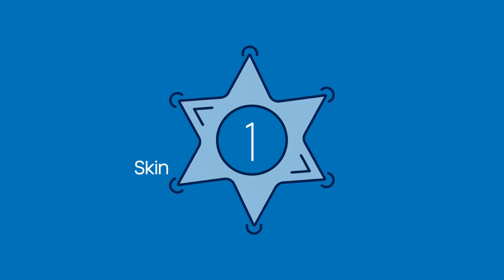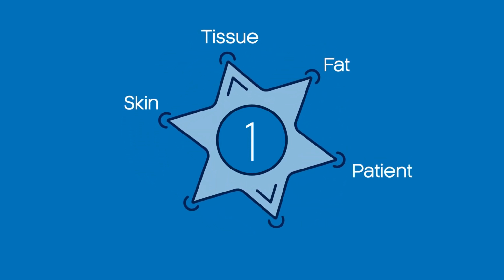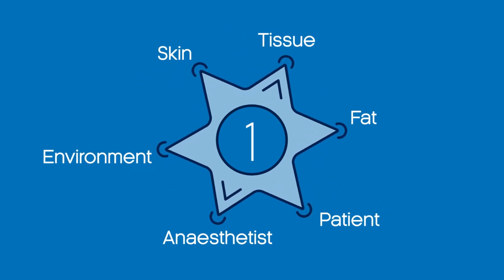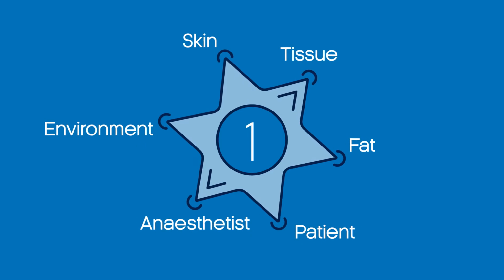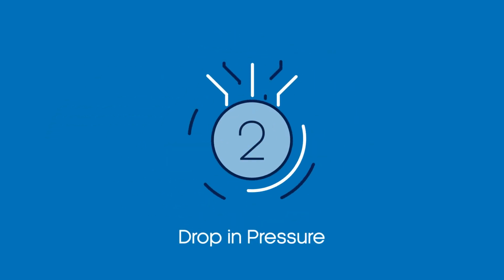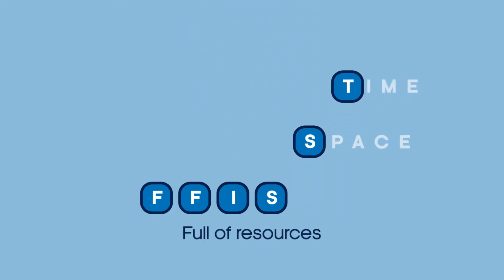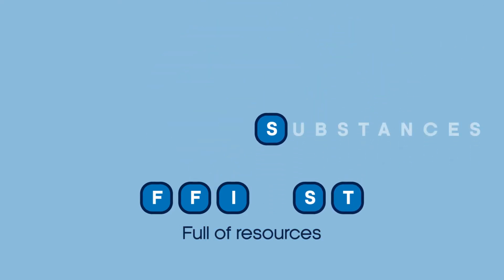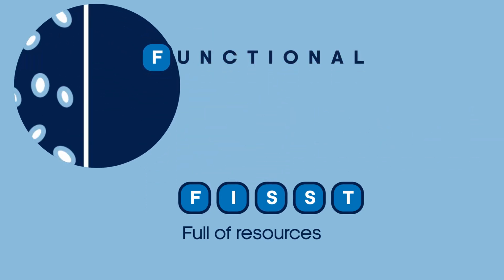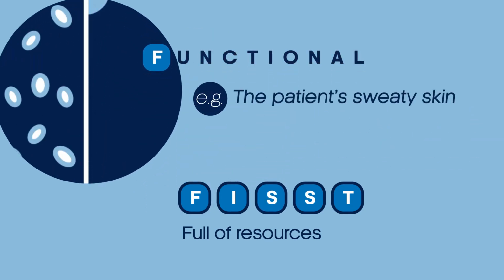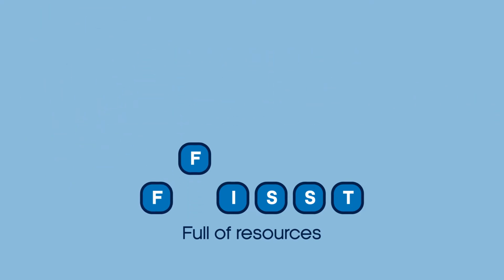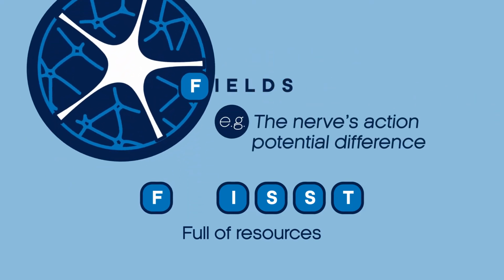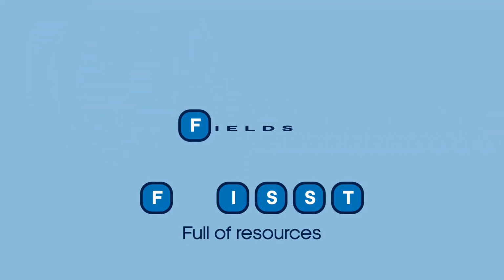In the epidural needle problem, primary resources include the skin, the tissue, the fat, the patient, the anaesthetist, and the environment of air and tissue around the space. Secondary resources might be the drop in pressure which the anaesthetist feels on entry into the epidural space. We can think of resources in different ways. Time and space are obvious resources, as well as the substances or materials of the system. However, the function of the system, for example, the patient's sweaty skin, or associated fields, such as the nerve's action potential difference, might be resources that we overlook.